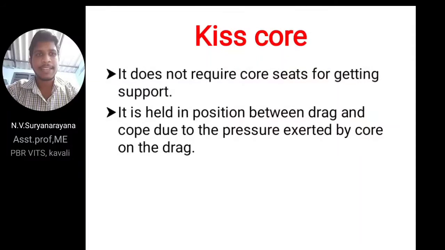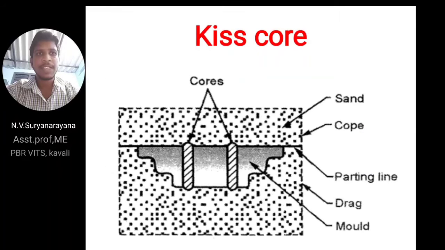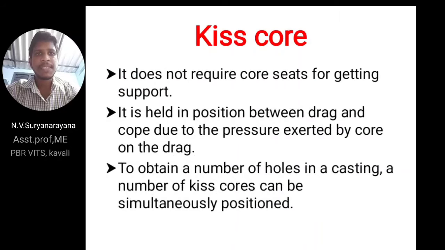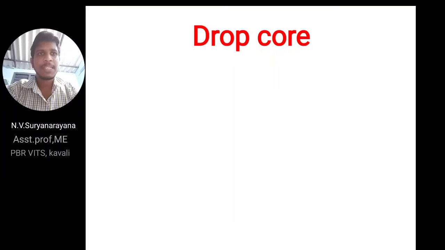To obtain a number of holes in a casting, a number of kiss cores can be simultaneously positioned. In this figure, I am showing kiss cores. Cores are placed simultaneously in kiss core because of pressure exerted by the core on the drag. For that reason, a number of cores are positioned simultaneously.